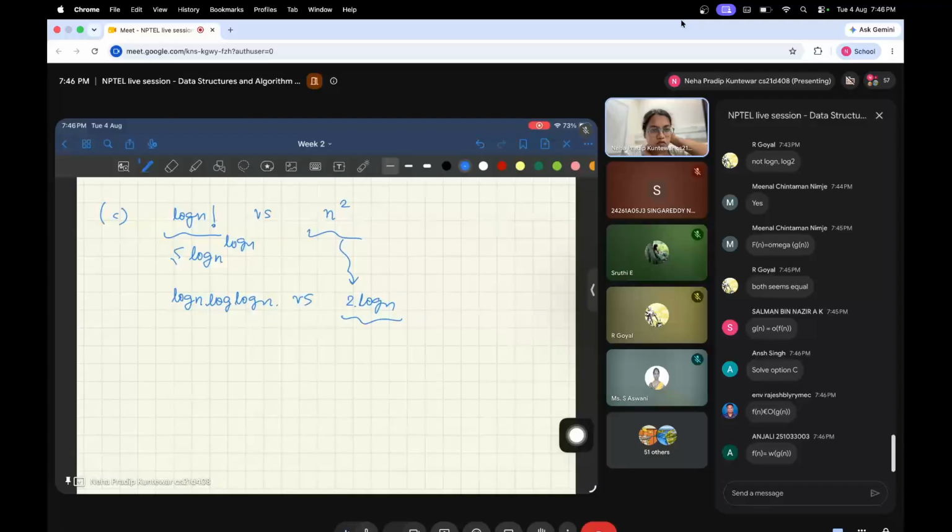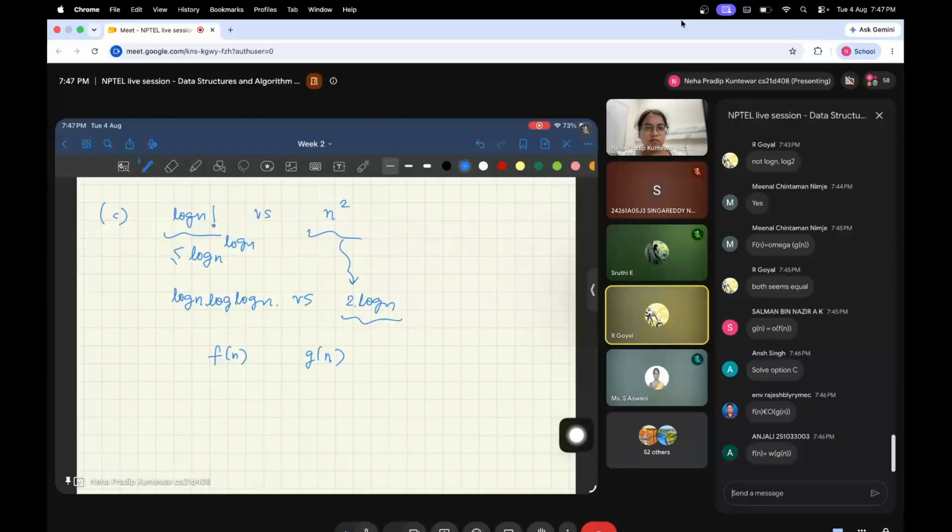So you have f of n. This log calculation is not clear. How did you write the log n factorial? This is the factorial of the log n as a whole. So how to write that?